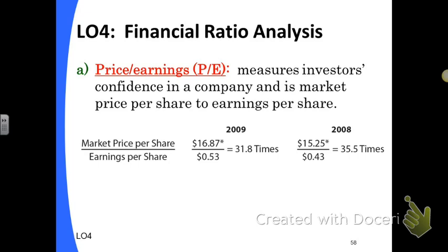So basically, the implication to investors is that they are not as confident in the company's ability to generate earnings and continue to grow in the future as they were in the past. So it's something to keep in mind, because their stock price grew proportionately slower compared to the earnings per share.